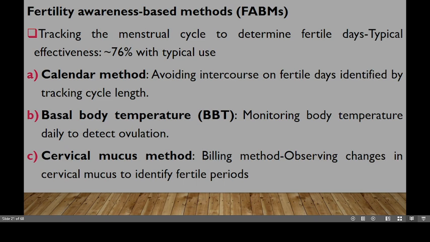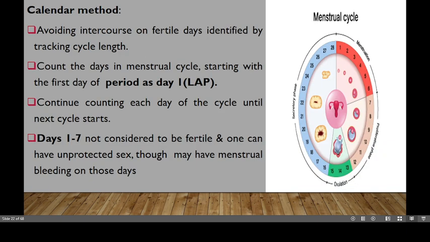Maybe starting with the fertility awareness method. Of course, these methods involve tracking the menstrual cycle to determine the fertile days. And if you look at it, the typical effectiveness is about 76% when effectively used, right? And it involves methods like calendar method, basal body temperature, and the cervical mucus method, also referred to as the billing method.